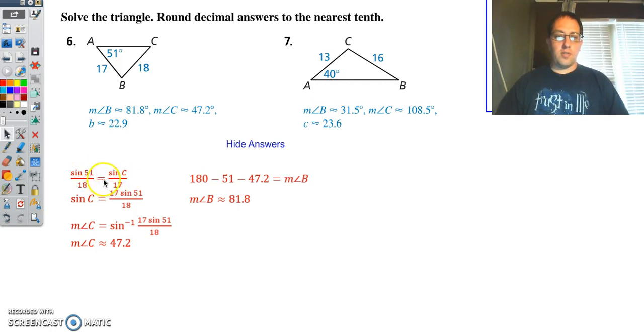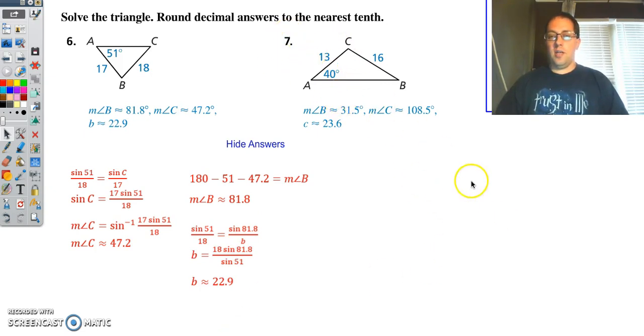And then we're going to do the law of sines again. All right, so we plug that in to our proportion. We have sine of 51 degrees over 18, that's A over a, and sine of B over side b gives us this. And there it is, 22.9.